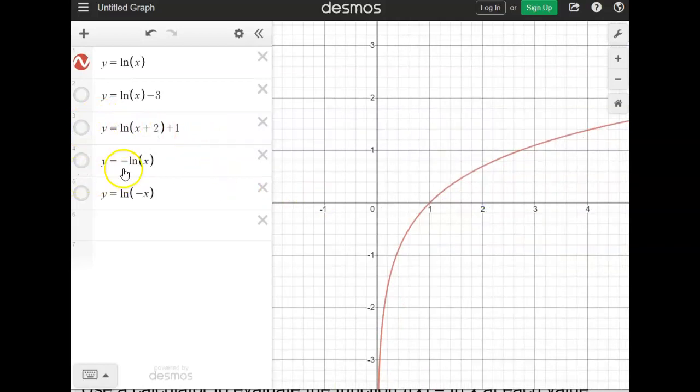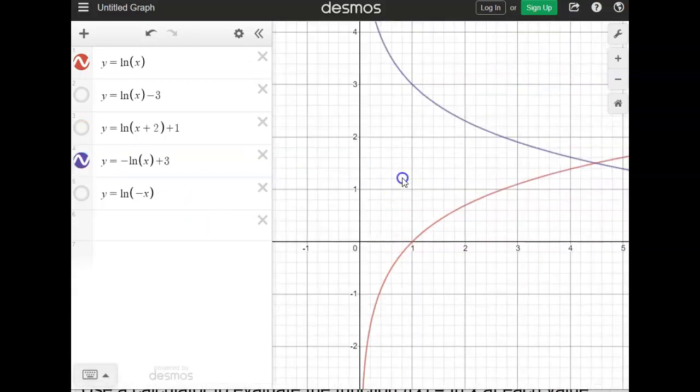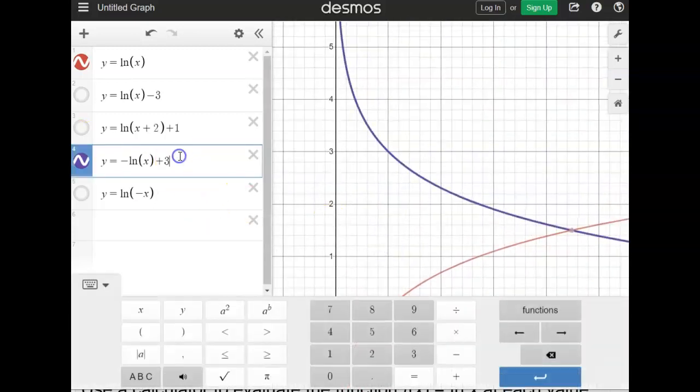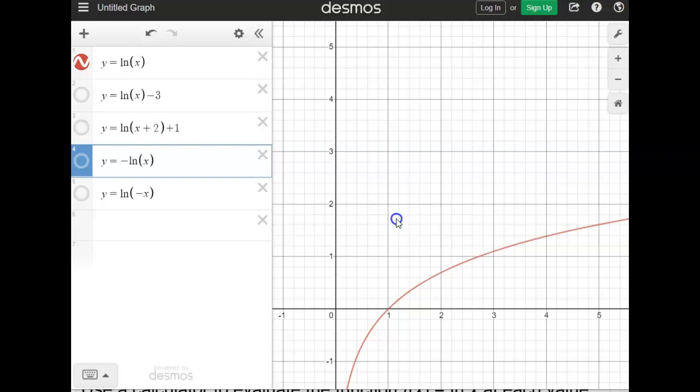If the negative is in front of natural log, then this is going to change all the y values. So therefore, it's going to reflect the parent function across the x-axis. And you can see that here. So, of course, with that, we could also add some transformations to it, like that. It was reflected and then shifted 3 units up. So that's perfectly normal.